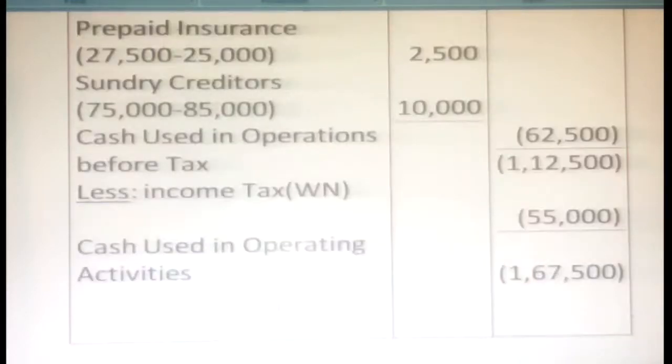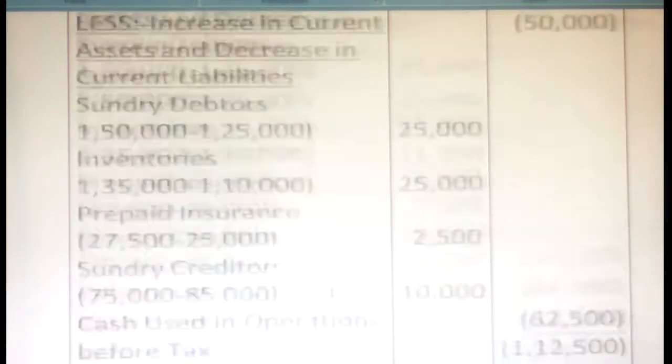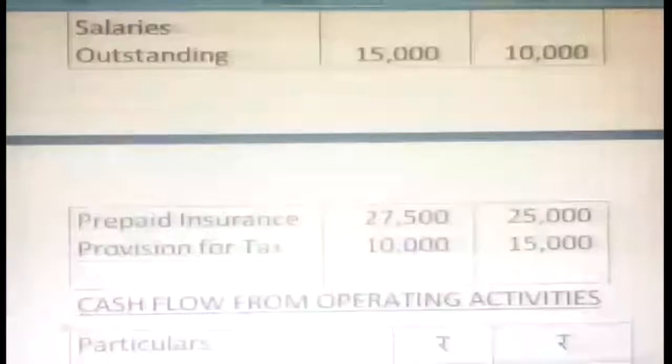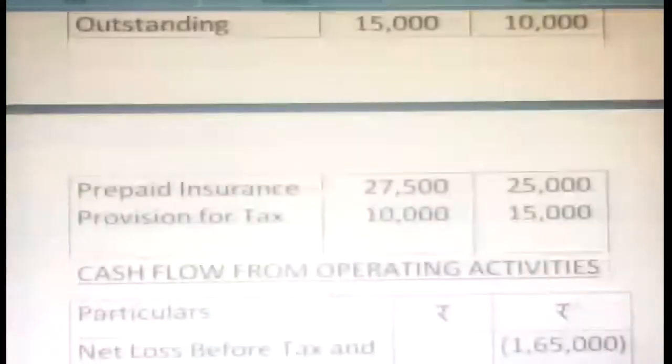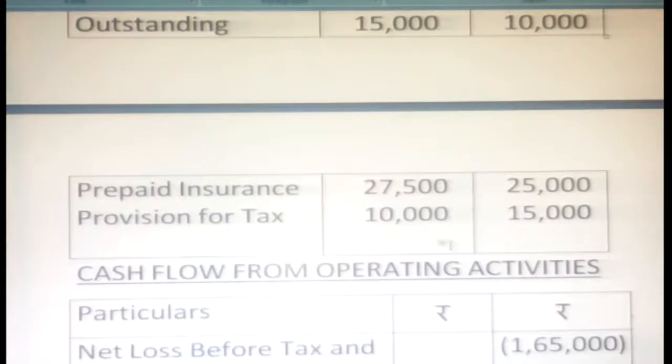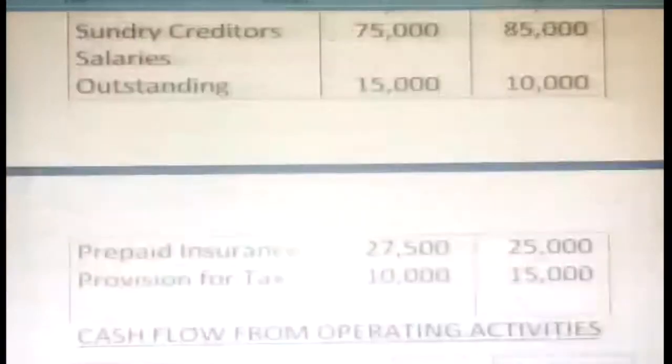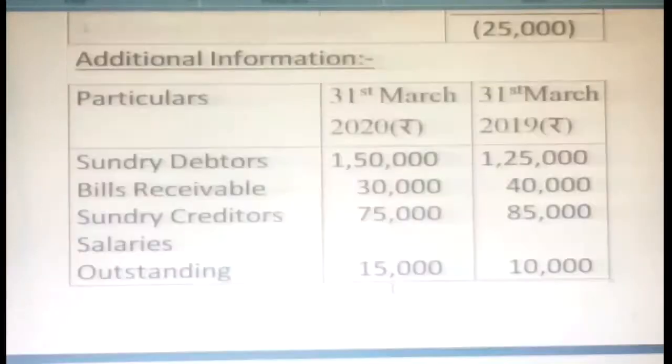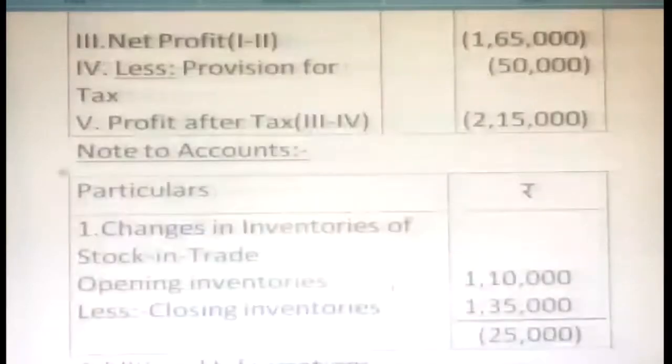Again, now we are going to deduct income tax. So income tax, how are we going to calculate? That's the discussion here. From our problem, they have given income tax here: provision for tax, opening figure, closing figure. That's 10,000, 15,000. This is our opening 15,000, closing 10,000. Okay. From this information, here the provision for tax 50,000.